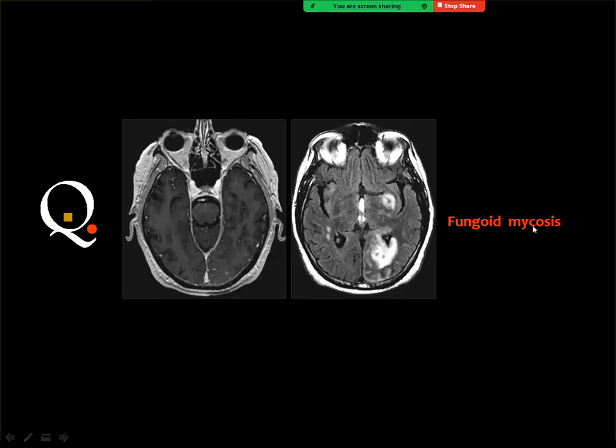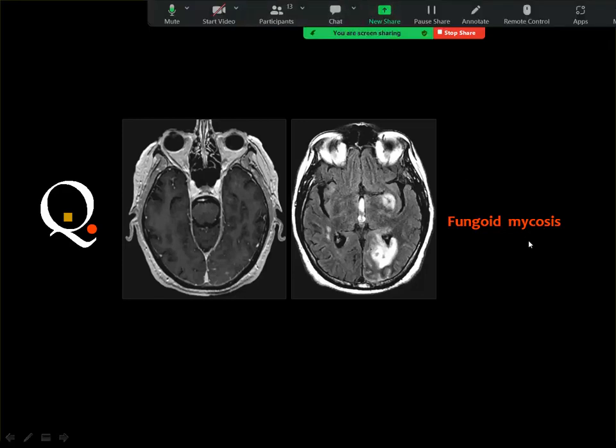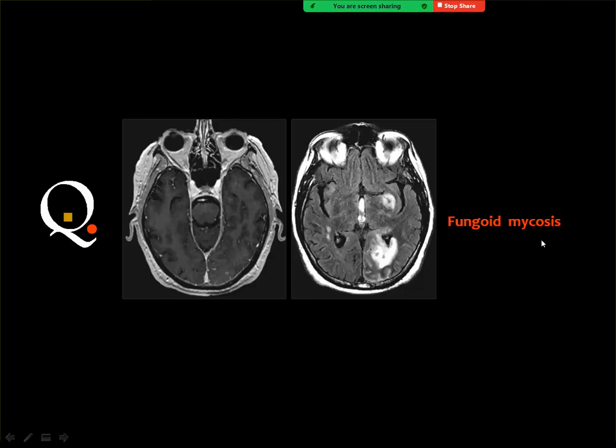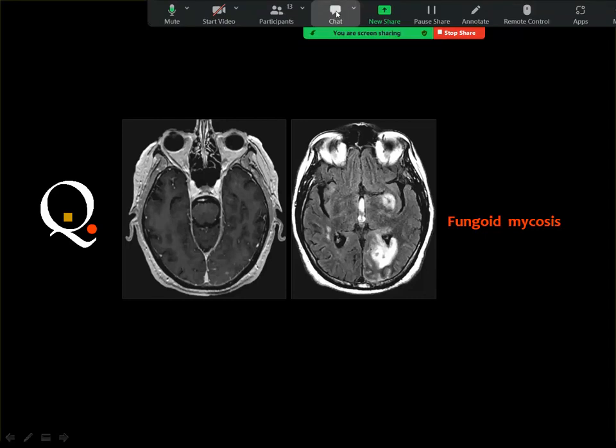fungoid mycosis. And this disease can also be seen that way, fungoid mycosis or mycosis fungoides, both can fit. If you know what fungoid mycosis is, then you can easily diagnose the case.